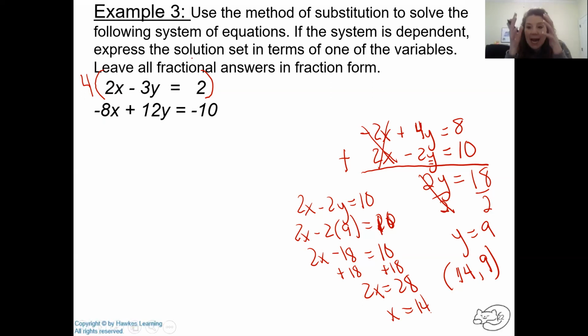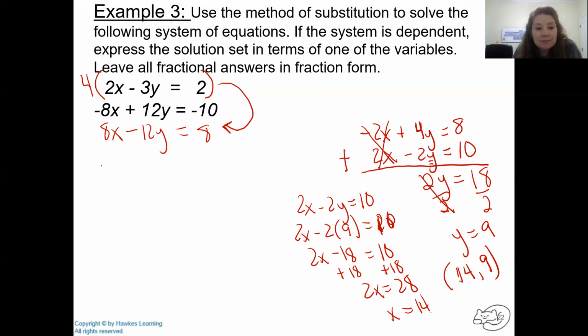So I'm going to multiply the entire equation by 4, and I'm going to rewrite it right here underneath this one. So 4 times 2x is 8x. 4 times negative 3y is negative 12y equals 4 times 2 is 8. All right, so let's see what happens here. Well, negative 8 and positive 8 is 0. Positive 12 and negative 12, actually, I got rid of both of those. So on the left side of my equal sign, I have 0. And on the right side of my equal sign, I have negative 2.